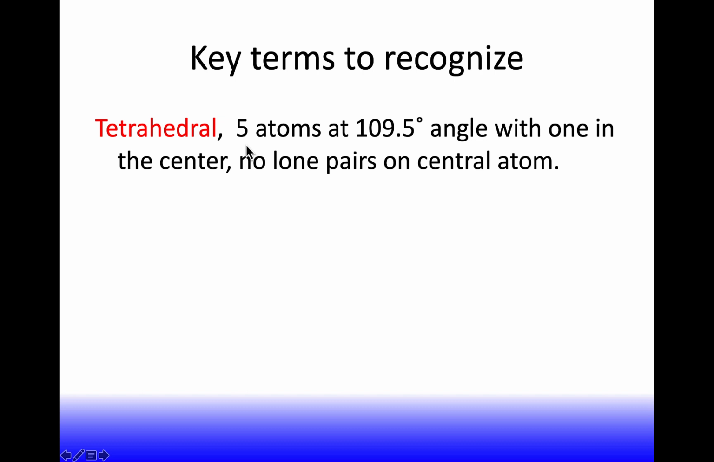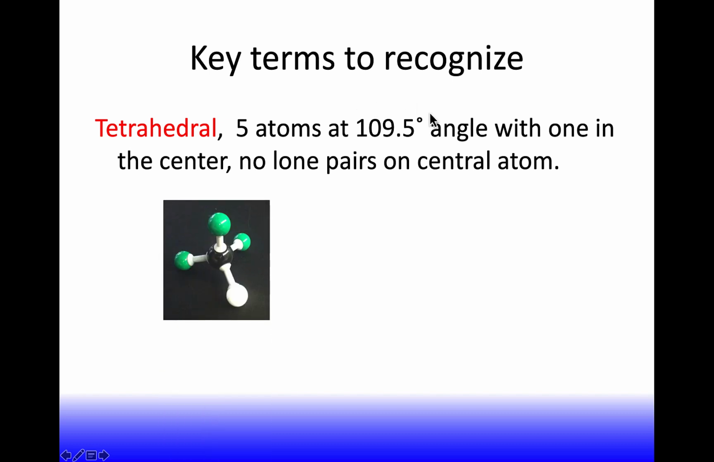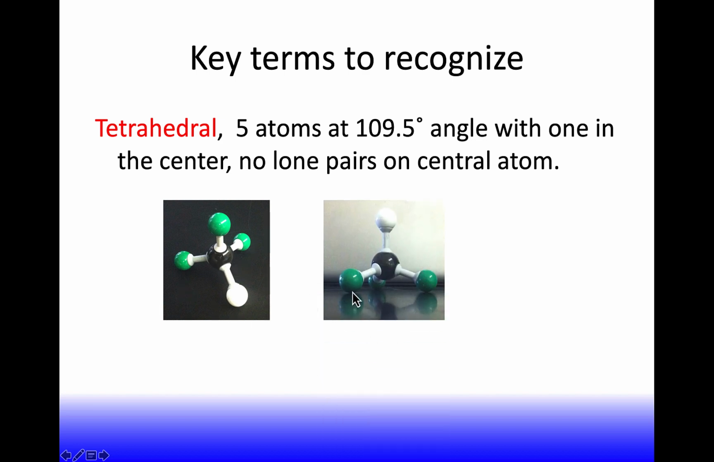Tetrahedral. Now we've got 5 atoms attached, okay? 4 of them are attached to a center atom. They're all going to be at angles of 109.5 degrees to each other. So they're not 90 apart. They're not in a plane. It's 3-dimensional. There's no lone pairs on the center atom. This example is, say, 3 chlorines and a hydrogen. Okay? That shape is called tetrahedral. It kind of looks almost like a little pyramid in a way, with a triangular base. Here's another side view of it. So you can see it's like a little pyramid, and it's got a thing sticking up on the top.